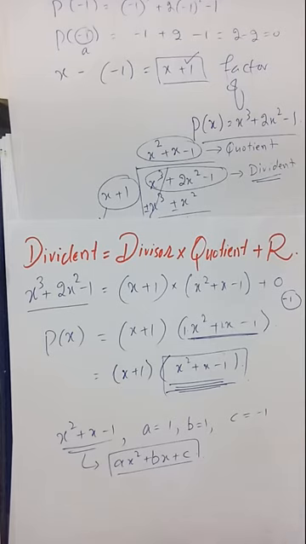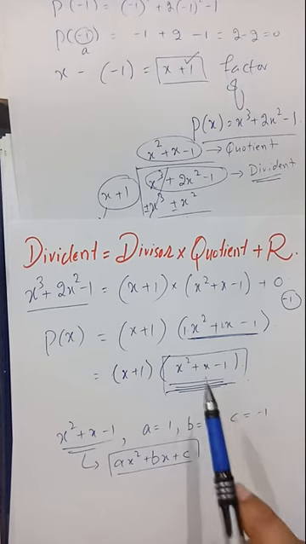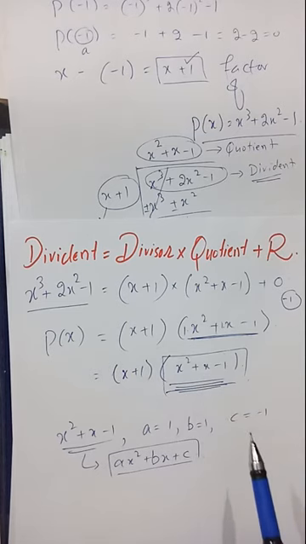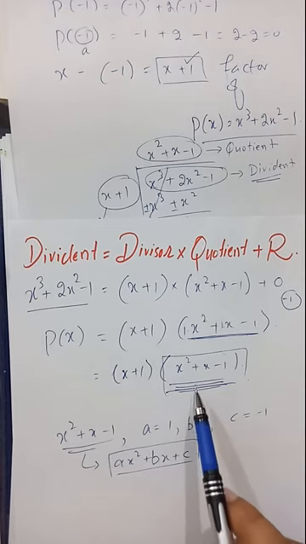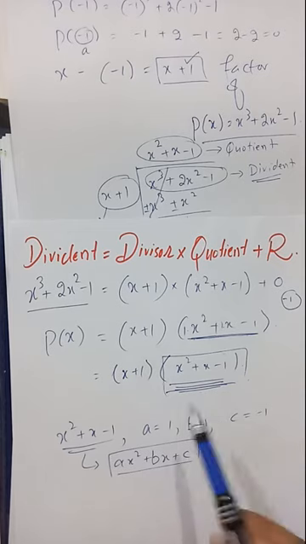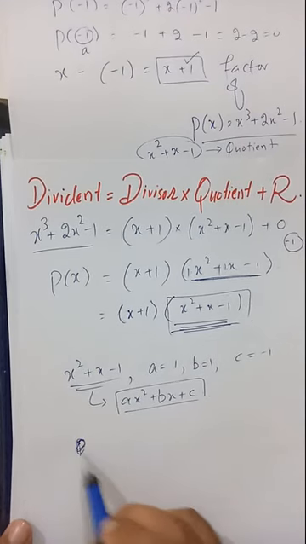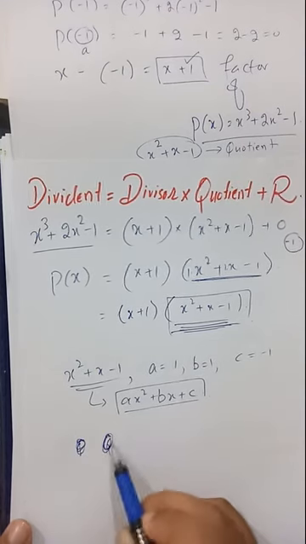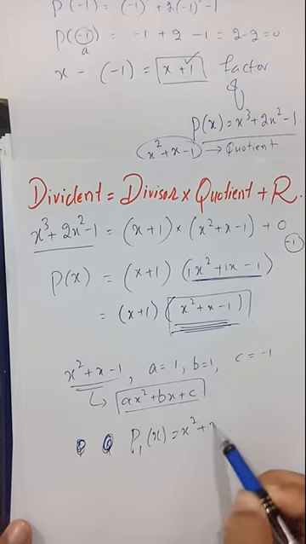Actually, the quadratic formula is used for finding the roots or solutions of quadratic equations. So that's why I am not using the quadratic formula. This quadratic polynomial cannot be factorized further, so you need the factor theorem here again to factorize this. Let's say this is my polynomial, let's say p1 of x, so this is x square plus x minus 1.